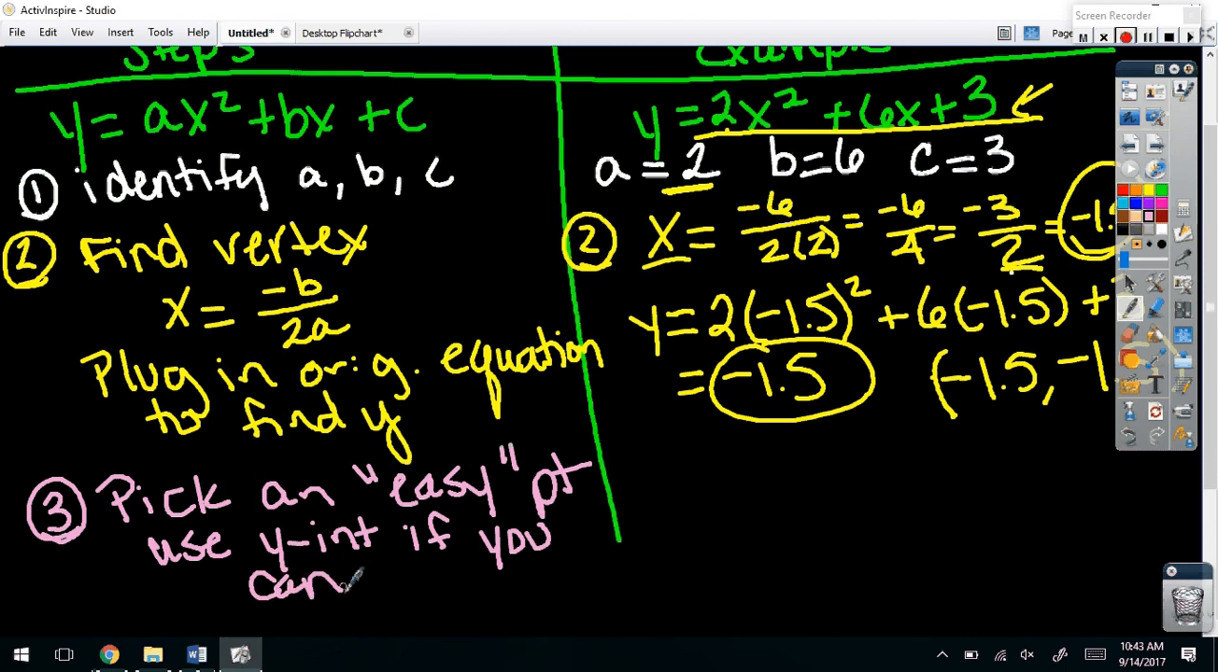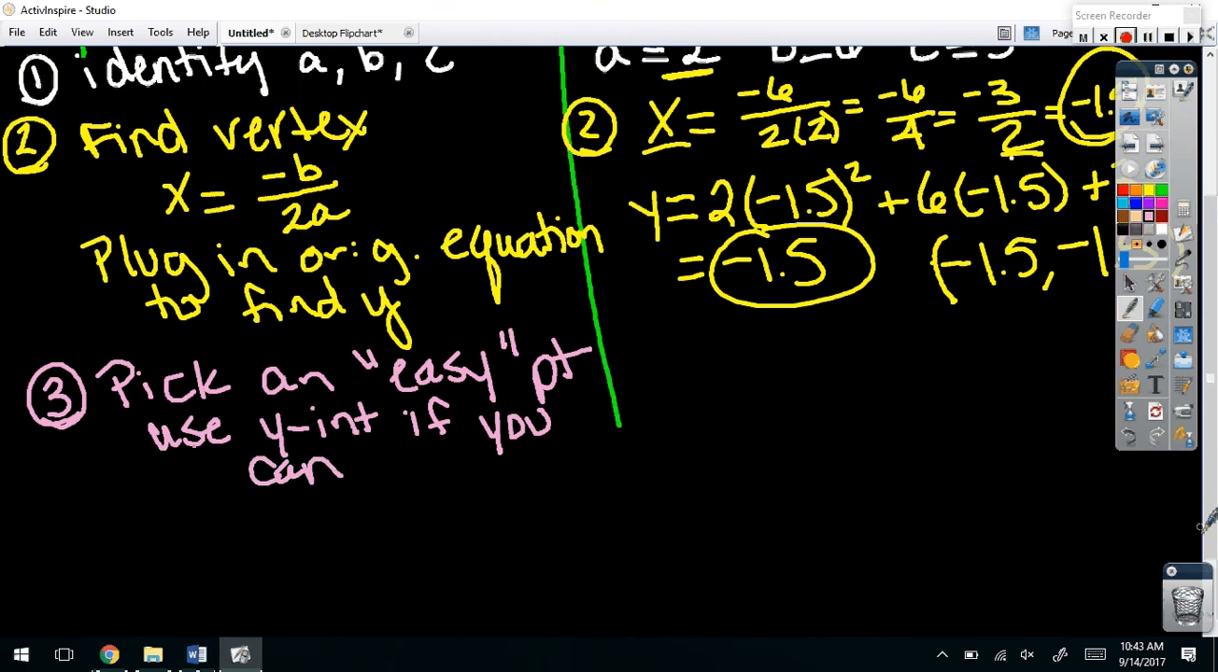Well, there's also another scenario. If your vertex sits on the y-intercept, you can't use that as your easy point. But if you use your y-intercept, 0 and 3, you've got -1.5, -1.5 as a point already. You can just do the y1 minus y2 and find another point. Well, but you're thinking slope again.